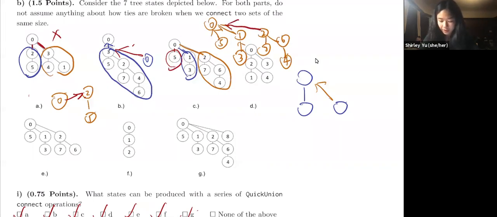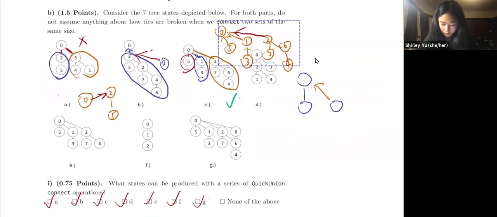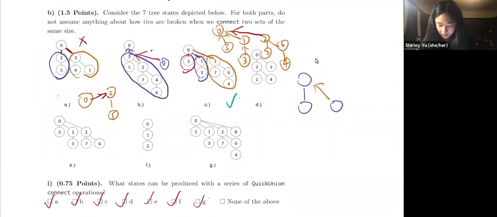because again, they're the same size, and since we didn't specify tie breaking, it is possible that we just connect it directly to this one. Okay, so just to make sure that we take a note of it, C is possible. All right, moving on to part D.